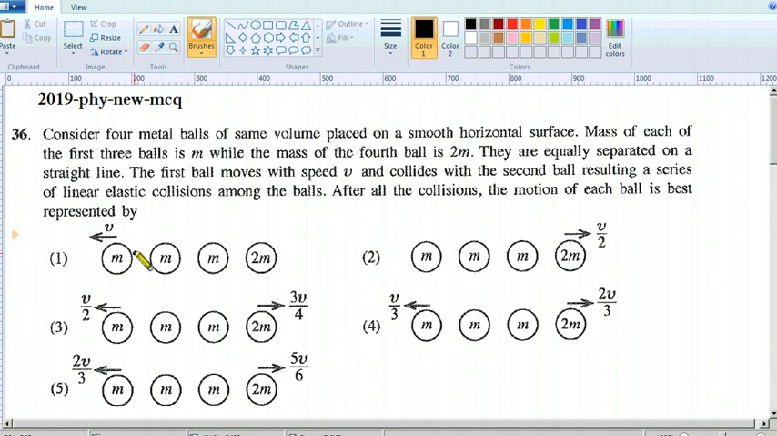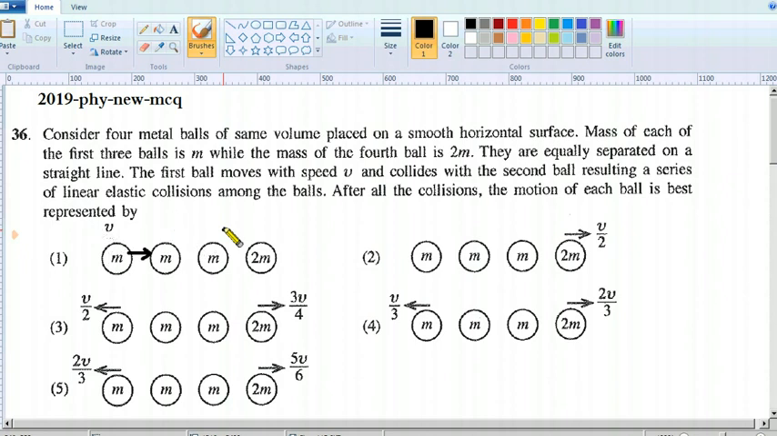So what happens when this one comes and collides with this ball whose mass is equal? The initial velocity goes to this side now. So this one comes to rest and this one gets the velocity v. Then the second one collides with the third one, then the third one gets the velocity v, the second one comes to rest. Like that, finally we have to now calculate this one.